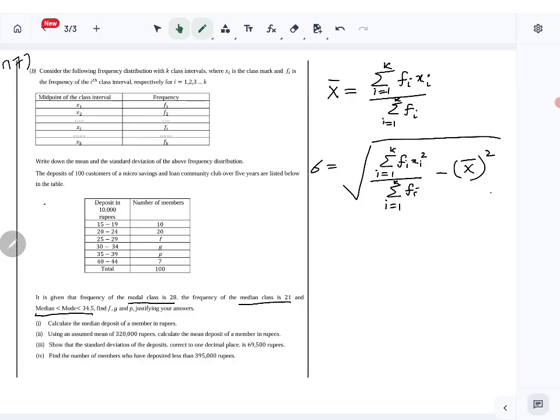So let's first figure out the median. So 100 over 2, 50th. So the median will come from the 50th element. So up to here 30. So median can be this or this. Can't be this, no. Then what happens? The modal class becomes the median class also. So that can't happen. So F has to be 21.